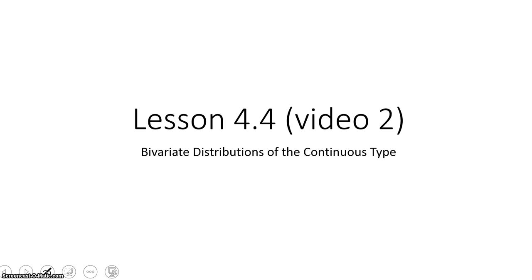Welcome to the second video for lesson 4.4. We're still talking about bivariate distributions of the continuous type. In this video, we will look at marginal distributions and their expected values, and conditional distributions and their expected values.